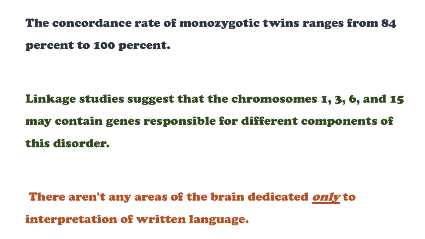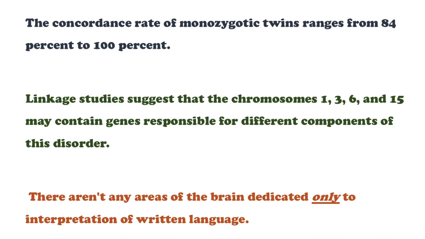Now we know that developmental dyslexia has some type of genetic component to it because the concordance rate of monozygotic twins, which means twins that come from one ovulated egg, ranges from 84% to 100%. As well, linkage studies showed us that chromosomes 1, 3, 6, and 15 may actually contain genes that are responsible for the different components of the disorder.